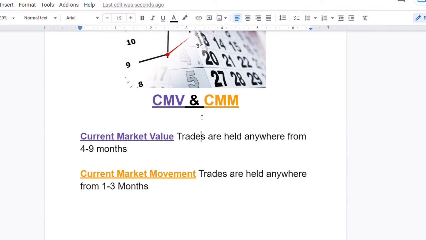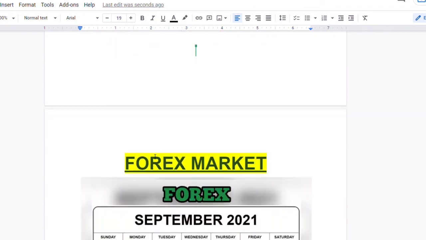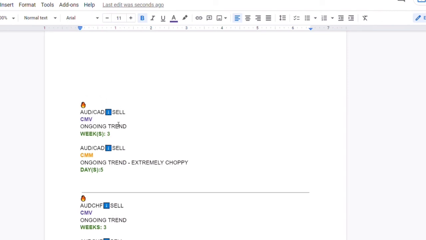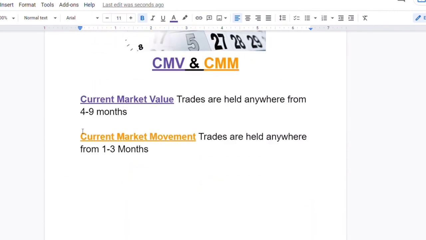So we have the color coded here. If you look here, we see current market movement is orange. Current market value is purple. And we know that the current market value section is the more long-term aspect. Okay, we have the months here. And this is just a roundabout, but this is generally where it is according to our research. Okay, usually 4 to 9 months. Sometimes it could be a little longer than 9 months, but generally speaking, that's the area and progress of current market value.